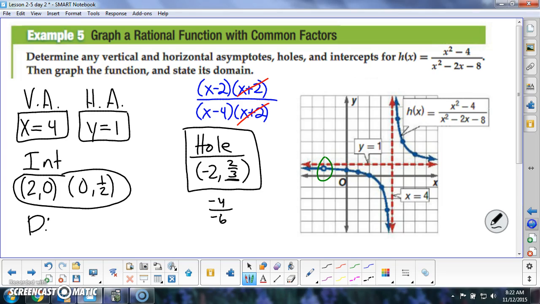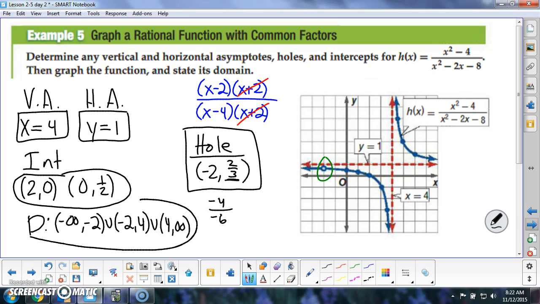Its domain would be all numbers except where the vertical asymptote is and the hole. So negative infinity to negative 2, unioned with negative 2 to 4, unioned with 4 to infinity. That would be your domain.